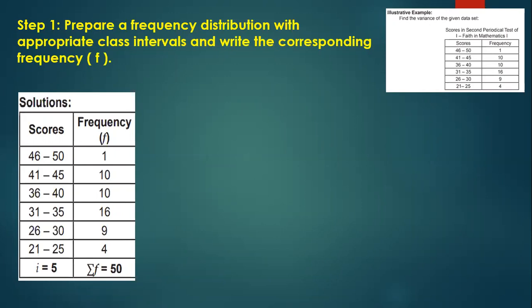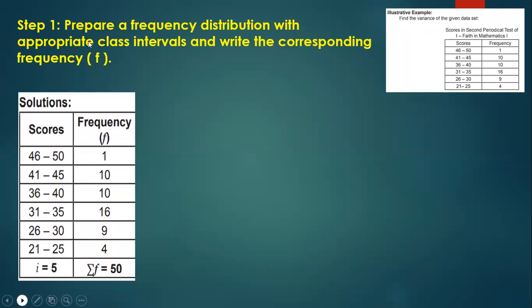46 to 50: 46, 47, 48, 49, 50. It means 5, right? 41, 42, 43, 44, 45, 5 then. 36, 37, 38, 39, 40, so 5. It means your class width is 5, and so on and so forth. Then to get the sum of frequency, you add all: 1 plus 10 plus 10 plus 16 plus 9 plus 4 equals 50. We will proceed to step number 2.